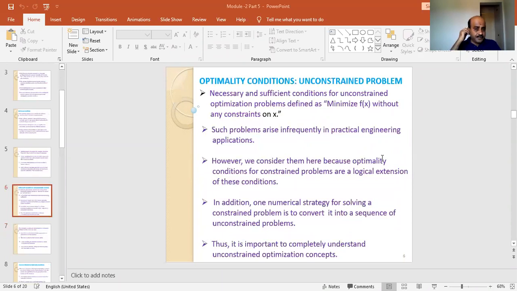Now, the optimality conditions for an unconstrained problem. Let us start with an unconstrained problem. Later on, I will take you to the constrained problem. So, the necessary and sufficient conditions for an unconstrained optimization problem are defined as: minimize f of x without any constraints on x.